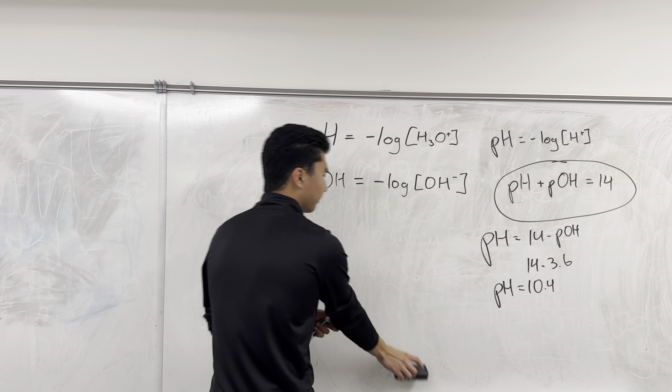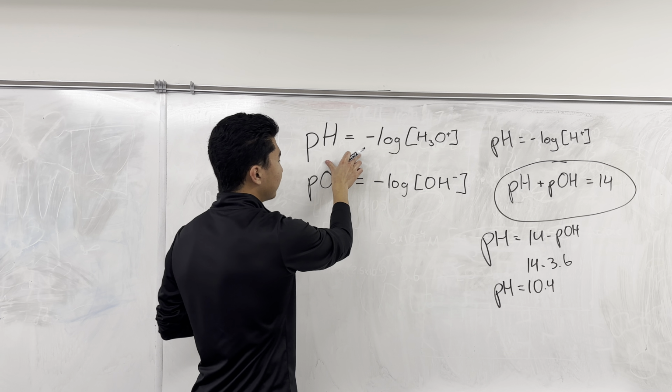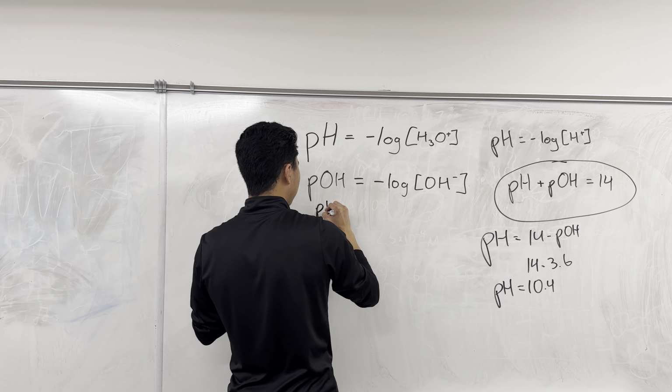So now that you have your pH, if you were to try to find the hydronium concentration, how would you do that? Okay, to do that, let me erase all this stuff over here. If we wanted to find the concentration of hydronium given pH, we have to rearrange this equation.